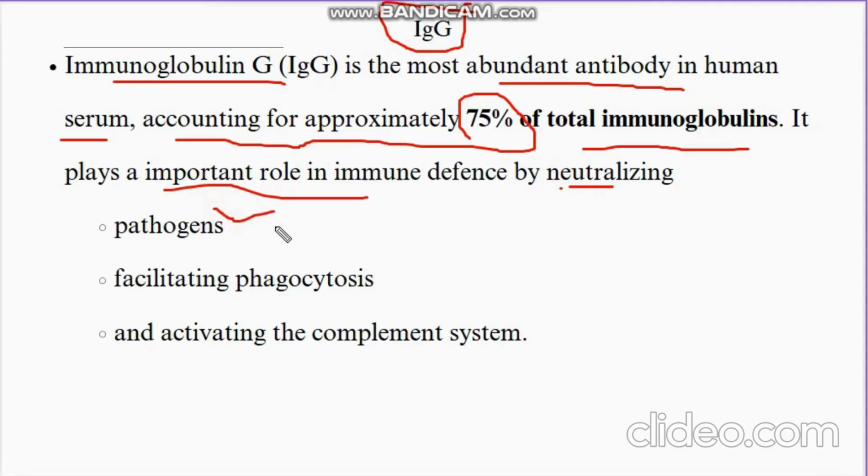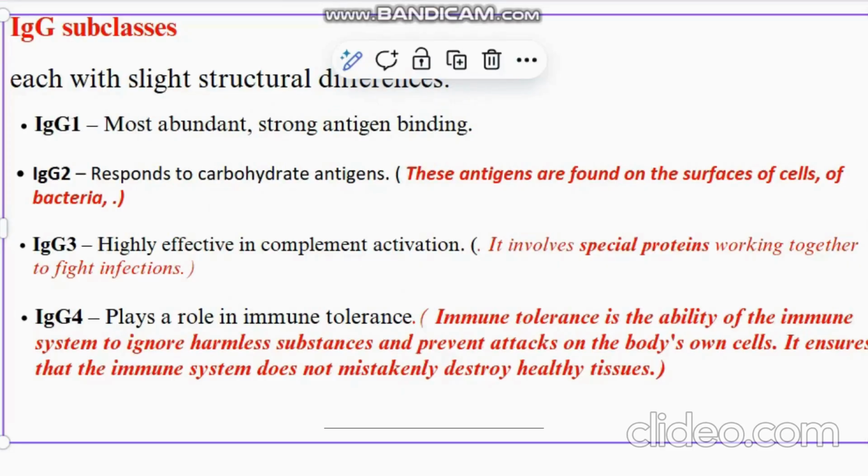That is, it facilitates the phagocytosis mechanism, and it also helps in neutralizing pathogens by activating the complement system. The complement system we will see in the next slide. In this slide we are going to discuss the subclasses of IgG antibodies. Immunoglobulin G, that is IgG, has some subclasses, namely IgG1, IgG2, IgG3, then IgG4. These are the four subclasses of IgG antibodies.